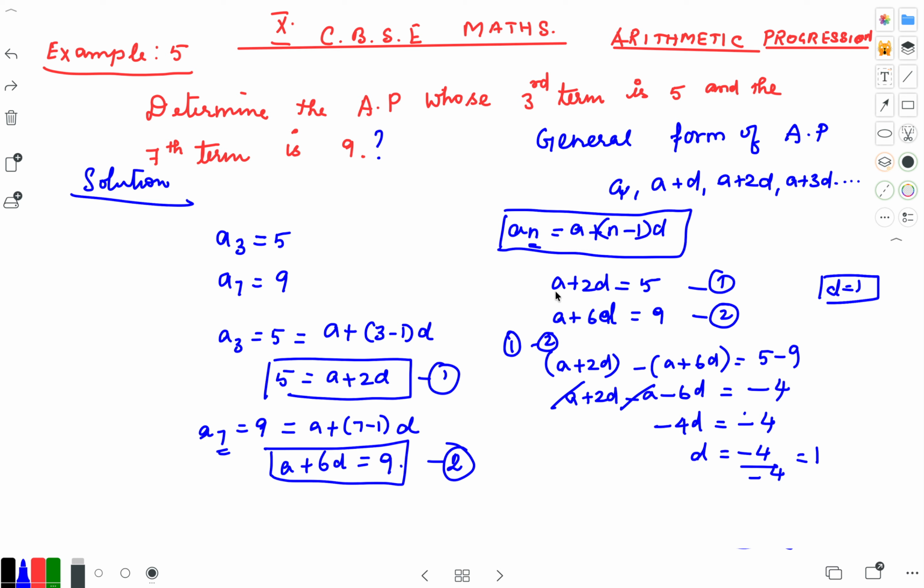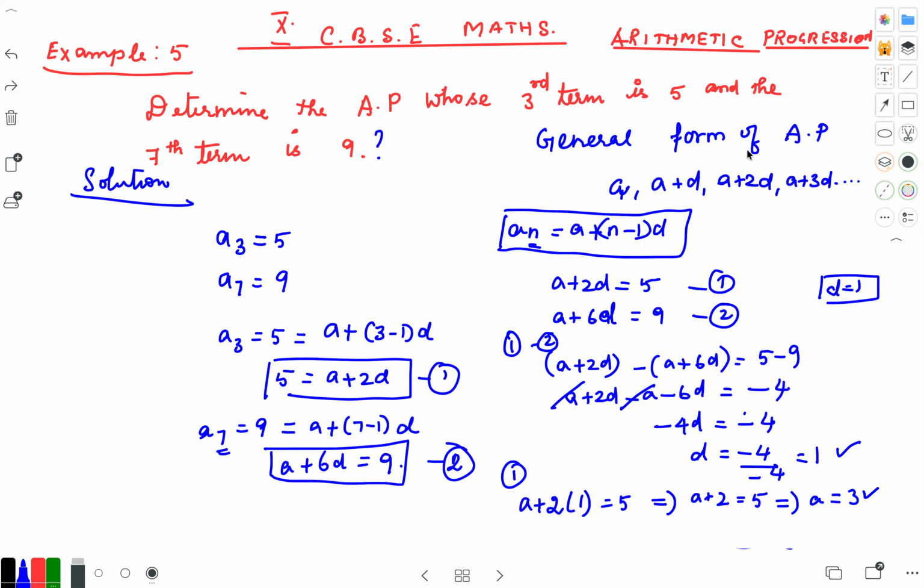Substitute the D value in any one of these equations. Now we will substitute in equation 1. A plus 2 into D, D is 1, equal to 5, implies A plus 2 equal to 5, implies A equal to 3. Now we got the D value and A value.